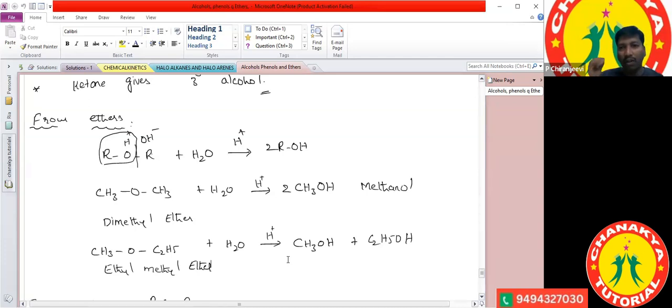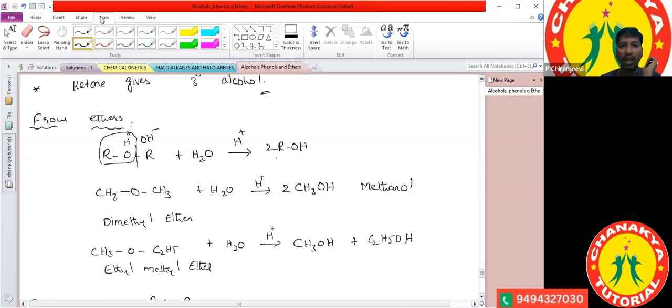Right, and ethers also undergo hydrolysis and form alcohols. There are two types of ethers: symmetrical ethers and unsymmetrical ethers. When you take symmetrical ethers, you will get the same product only.